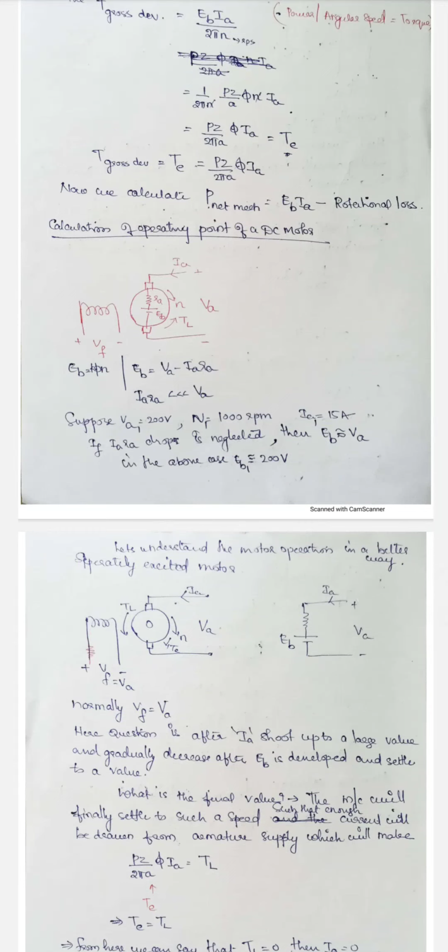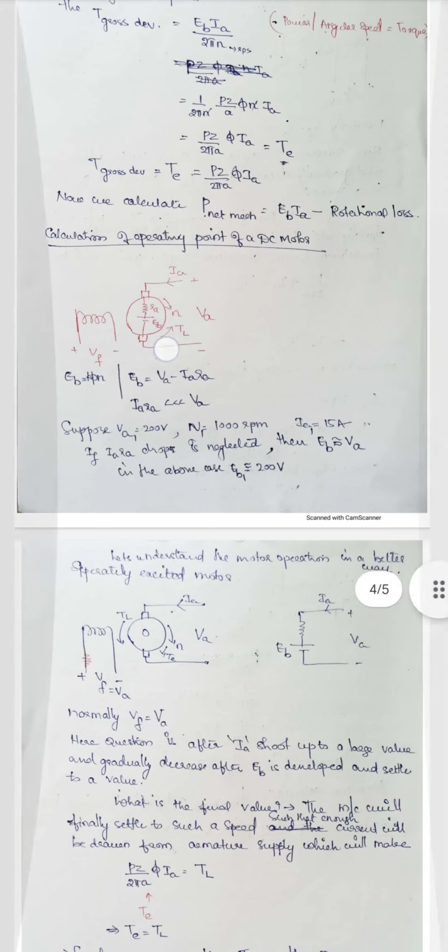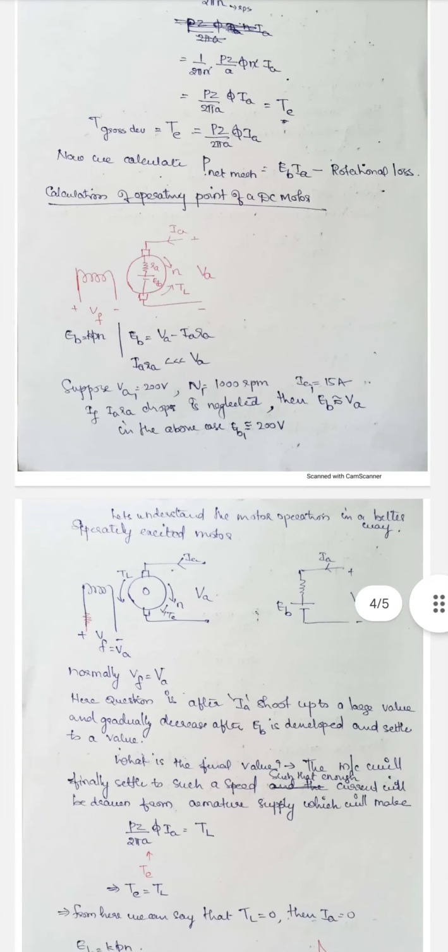Now how do we exactly calculate an operating point of a DC motor? We can see a practical example, a numerical problem, and try to understand. I am redrawing the same diagram here, and for EB we had two equations. One is K phi N, and we have another equation, EB equals VA minus IARA.